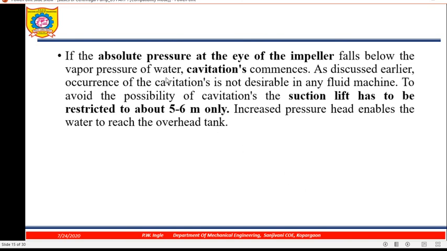If the absolute pressure at the eye of impeller falls below the vapor pressure, cavitation commences. So if the pressure at the eye of impeller is less than the vapor pressure, then there will be formation of bubbles. That's why suction lift has to be restricted to about 5 to 6 meters.